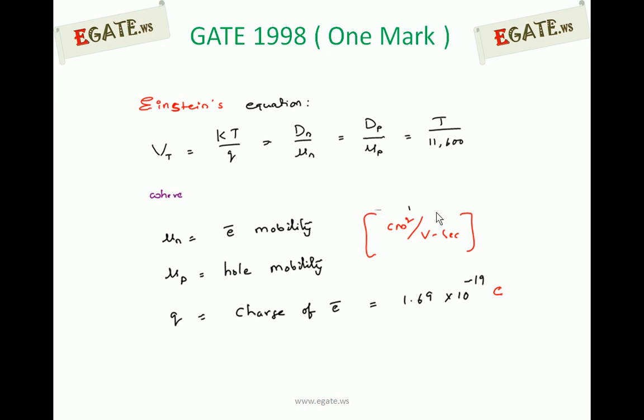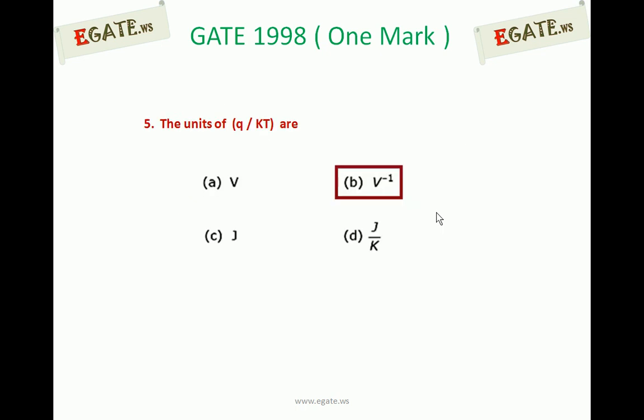Based on this, 3 GATE questions have come previously. Units of dN by mu n, units of the diffusion to mobility constant, like that different questions have come on units only. Here in our present question, the units of Q by kT are simply per volt, that is volt inverse. The right option is B.